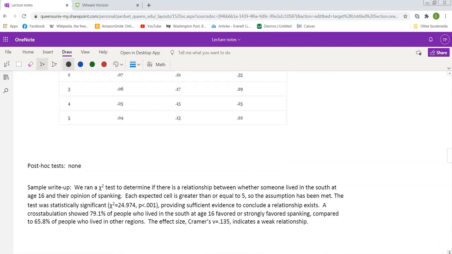If we look at post hoc tests, there are none. So yay, we don't have to worry about that. But here's what I said as a sample write-up. We always have our first sentence to explain what we did. And we ran a chi-square test to look for a relationship. We evaluate our assumption. Each expected cell is greater than or equal to 5.